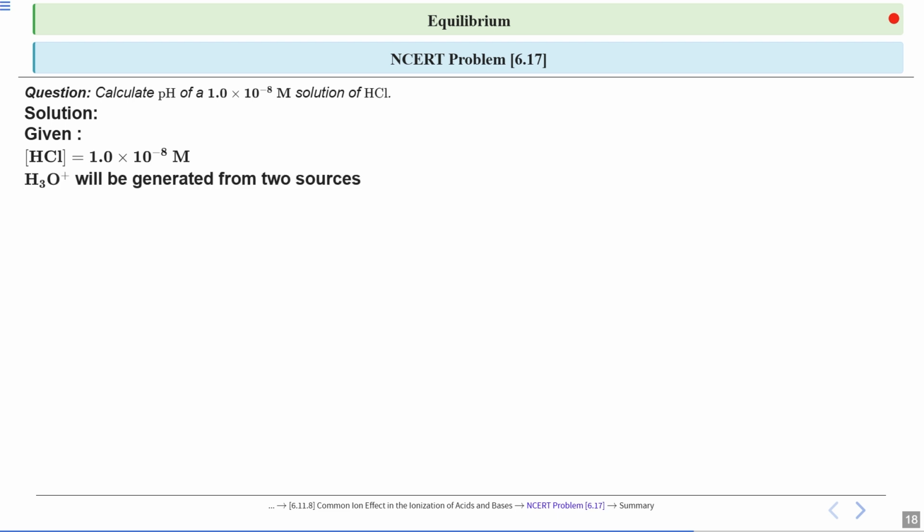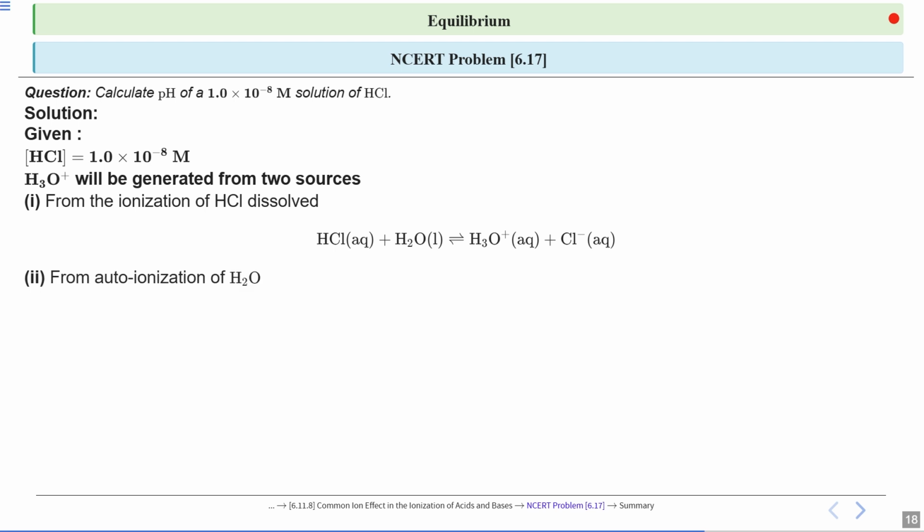Now next, you know that H3O plus concentration is generated from two sources here. In most of the cases, we don't consider these two sources, but here we have to consider it because HCl is present in a very small amount. If you connect it from the HCl, then here the HCl will completely dissociate to give you H plus and Cl minus ion. Therefore, this is the first source. And second is the auto ionization of H2O. So this will also donate some H plus.